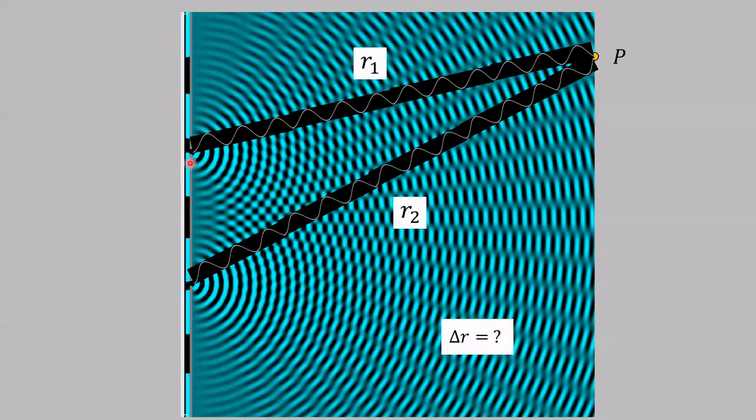If we had labeled the sources S1 and S2, then the natural names for these distances would be R1 and R2. R1 is the distance from source 1 to the point at which we would like to know the total intensity, or the total electric field for electromagnetic waves. R2 is the distance from source 2 to the field point. Yeah, I'm going to call this point the field point. These are the sources, and P is the field point. We are interested in the path length difference.